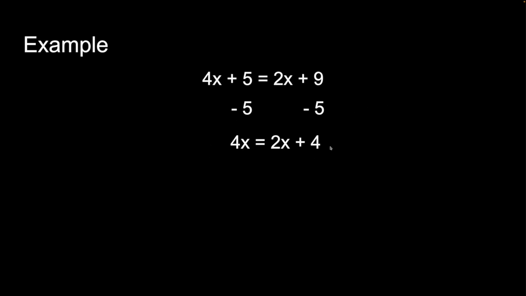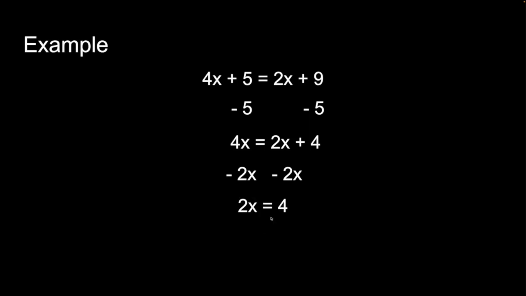Now let's subtract both sides of the equation by 2x again in order to further simplify this. 4x - 2x is equal to 2x, and 2x - 2x cancels out to 0. So our new equation is that 2x = 4. Now to simplify this further, we cannot use addition or subtraction, since that will not get you anywhere.